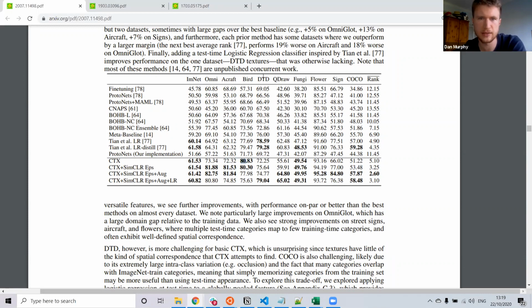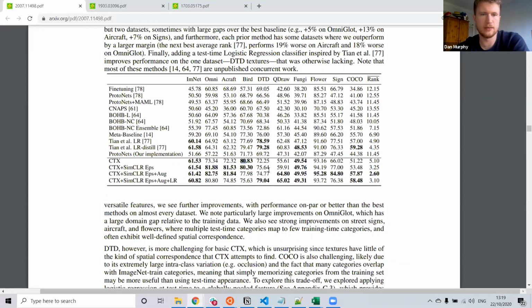The texture data set, so this DTD is a data set of textures, and they say that the fact that they don't see much improvement in this data set based on previous states of the art is kind of expected, because spatial information is not helpful when you're identifying textures. That's what I'm trying to say, sorry.